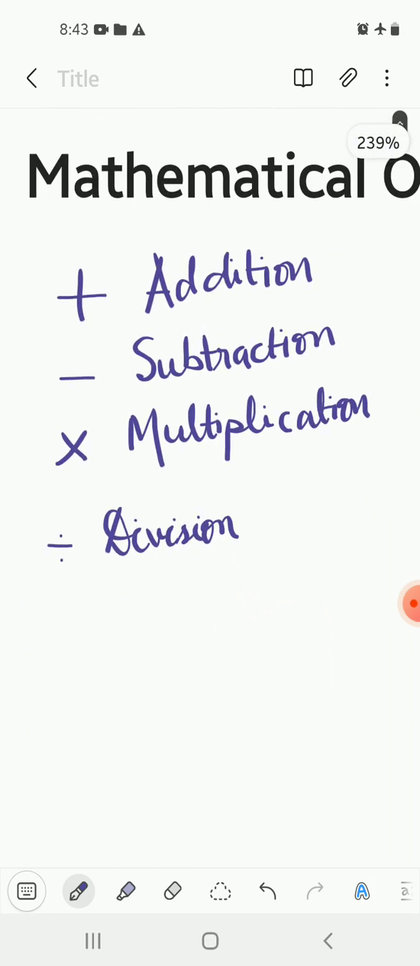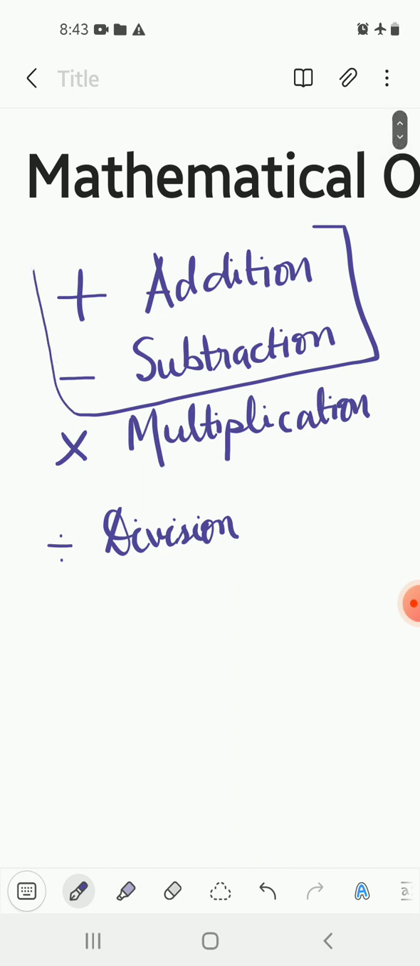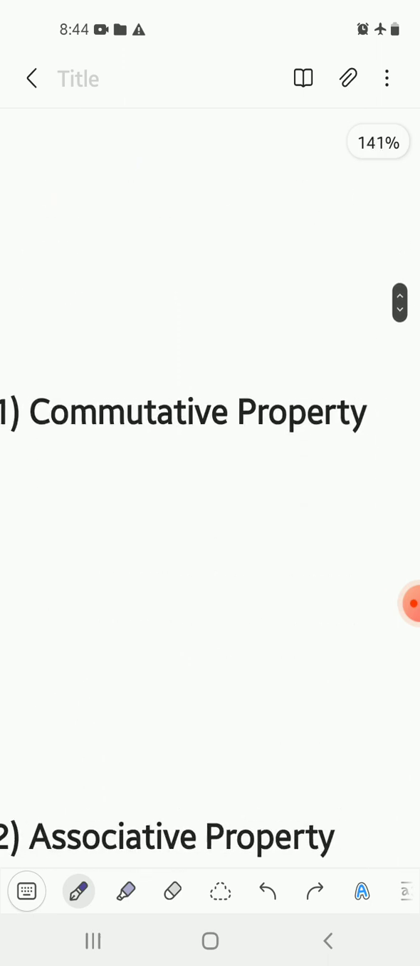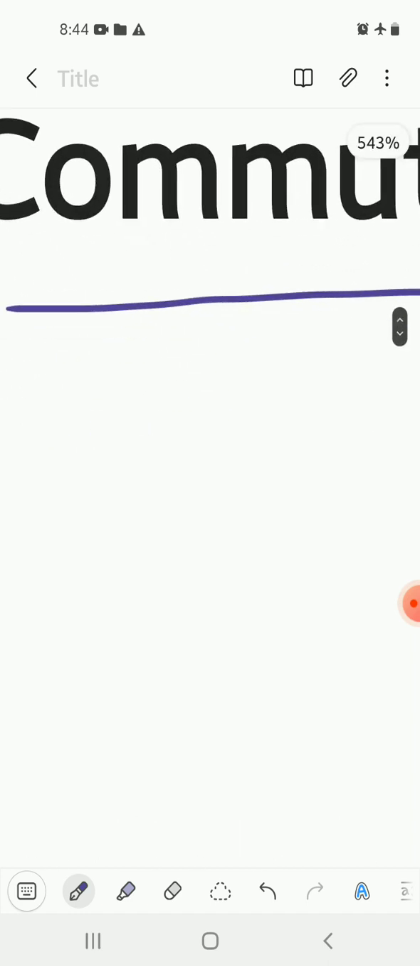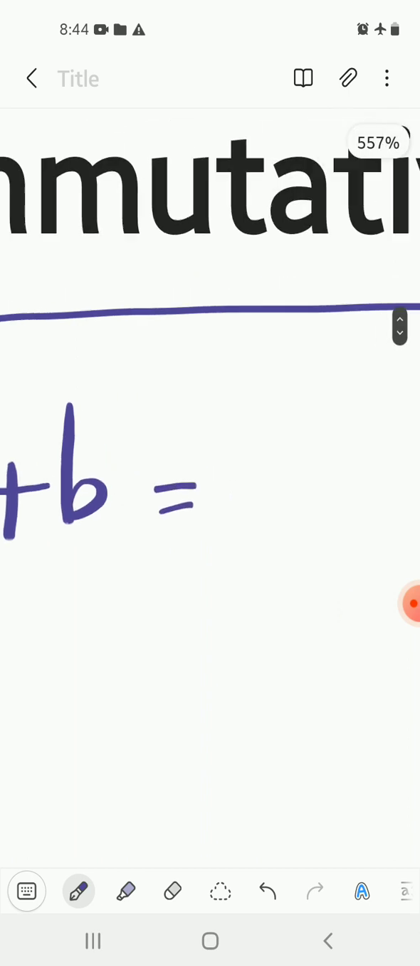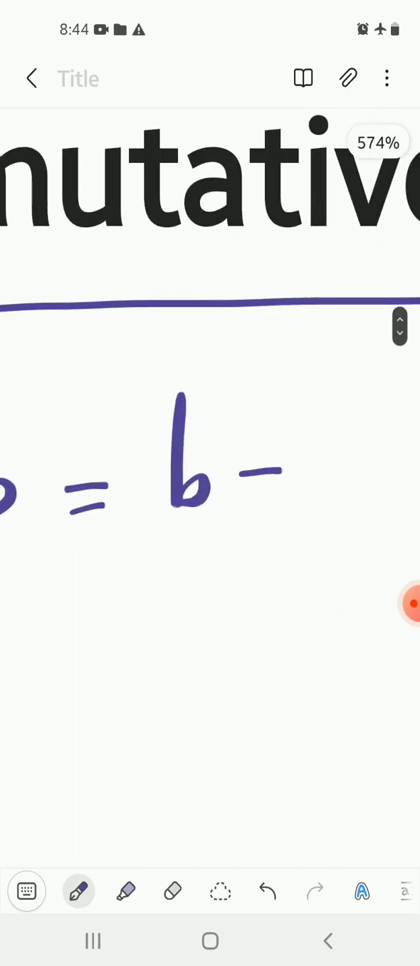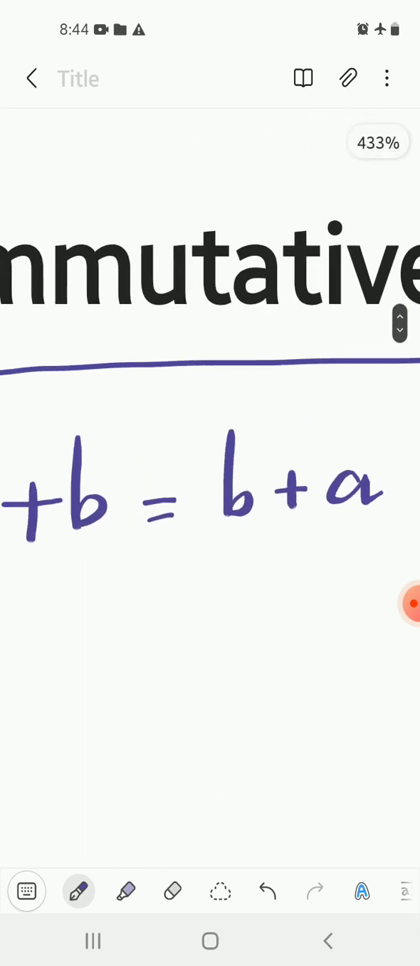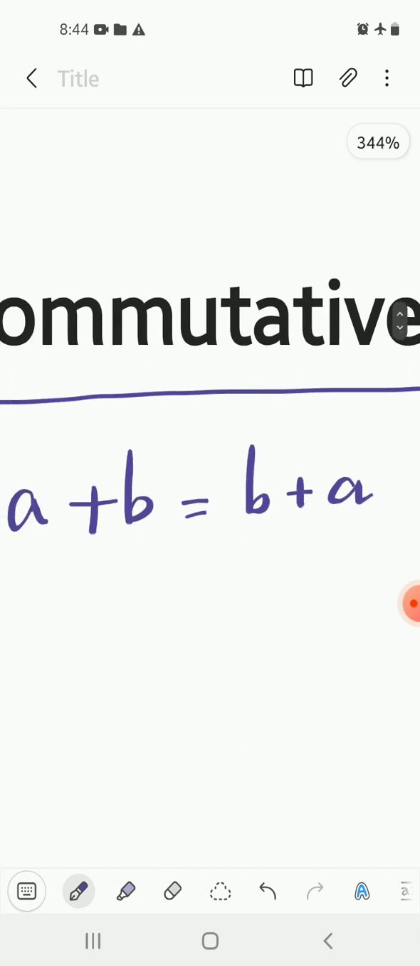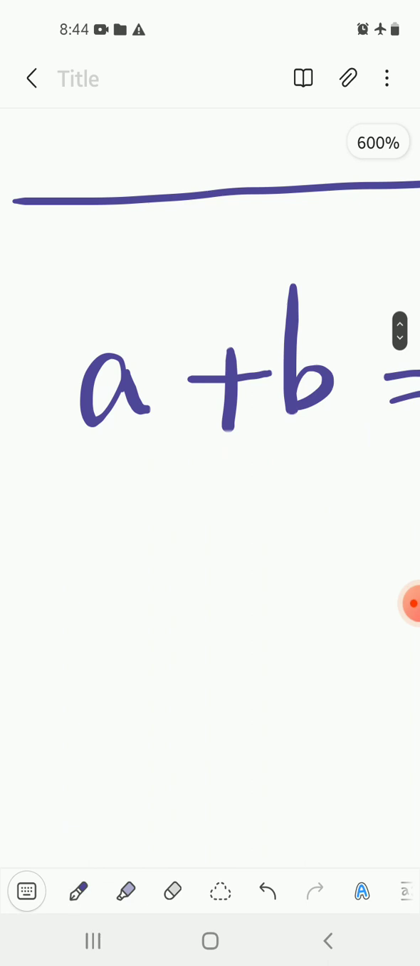Today we are going to learn about some properties of addition as well as subtraction. So first property is commutative property. Commutative property says A plus B is equal to B plus A, which means if you are finding a sum of a number, the arrangement doesn't matter. Let's take an example to understand it better.